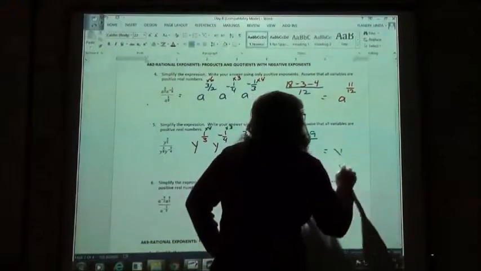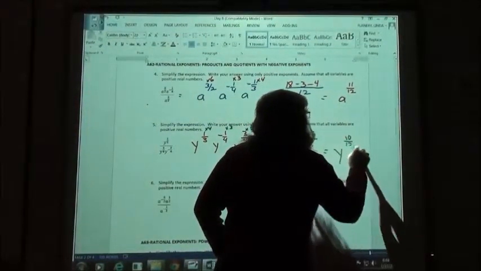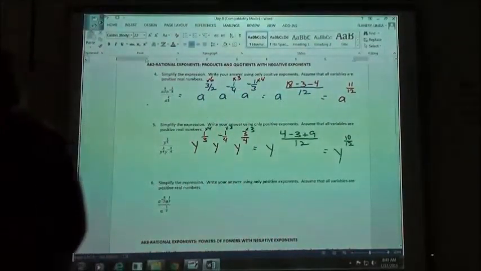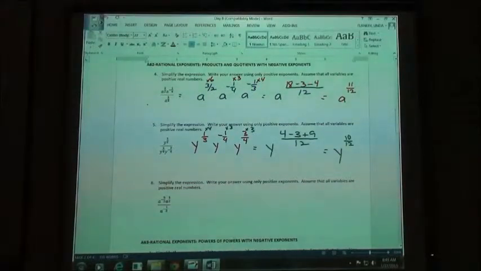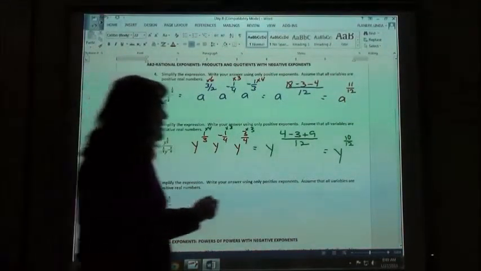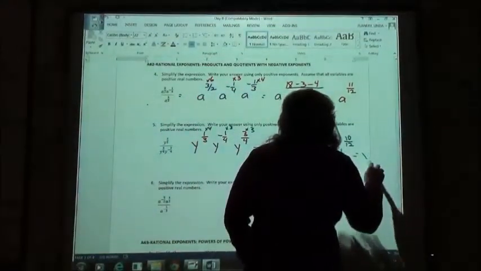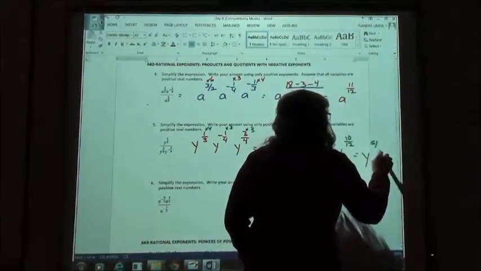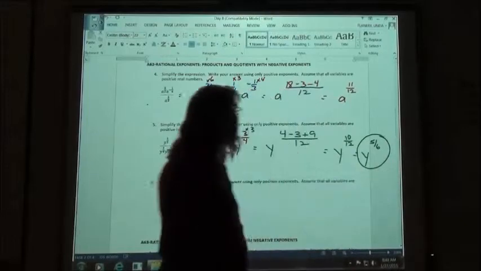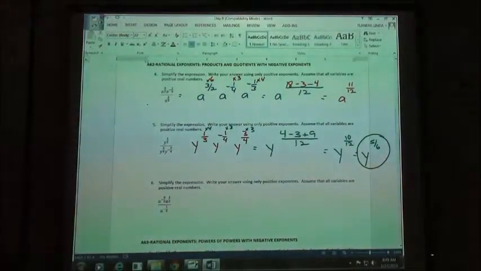So I get y to the 10 over 12, but we know that with fractions, we always want to simplify them, and we can reduce that down, right? If we reduce that down, we're going to get 5/6. So y to the 5/6 power is going to be my answer.